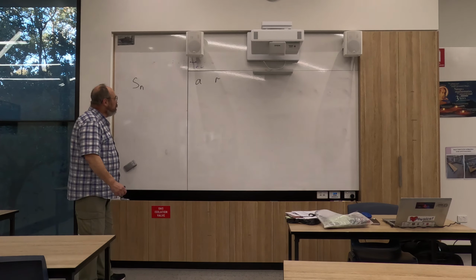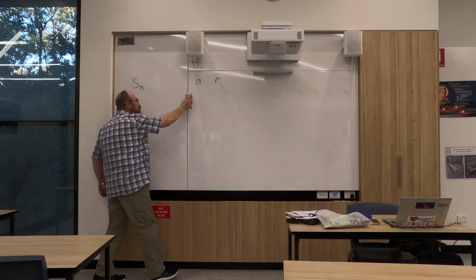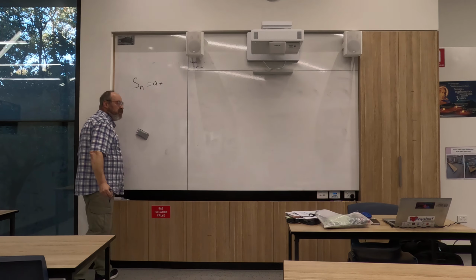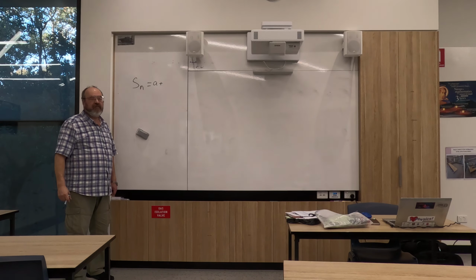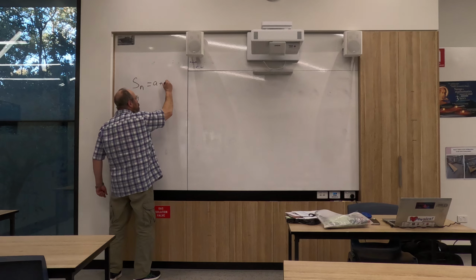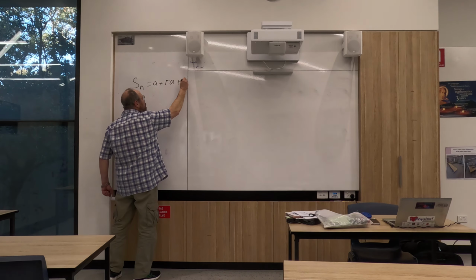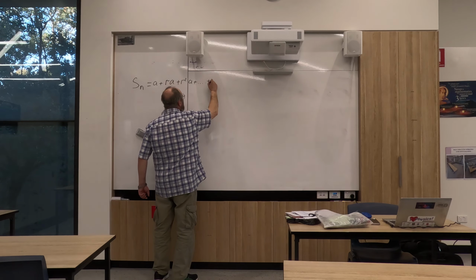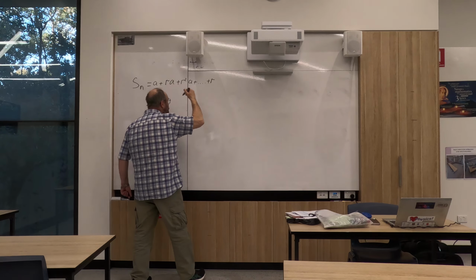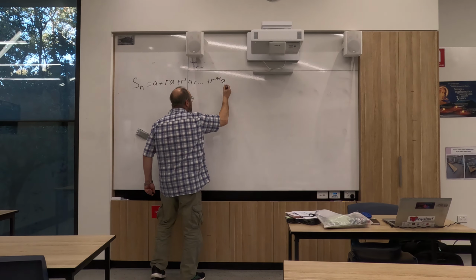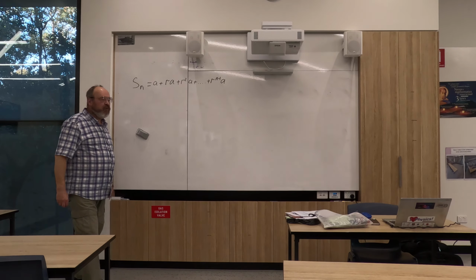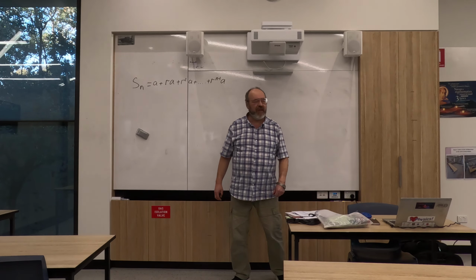So we can write Sn as the first term A plus, what will be the second term? A times R, plus R squared A, plus R to the power n minus 1 times A. That's what we want to find. Any ideas how we can find Sn?